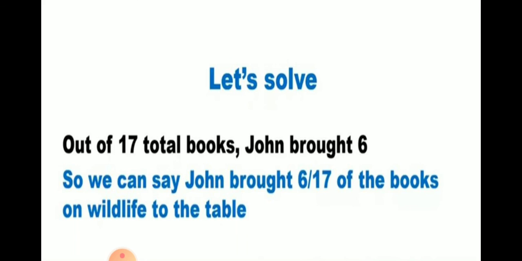Again students, the number of books that he brought to the table is being asked in the question. So it becomes our numerator. And the total number of books, as I said earlier, the total number of anything always becomes our denominator. So 17 becomes the denominator here. So our answer will be 6/17 or 6 upon 17.